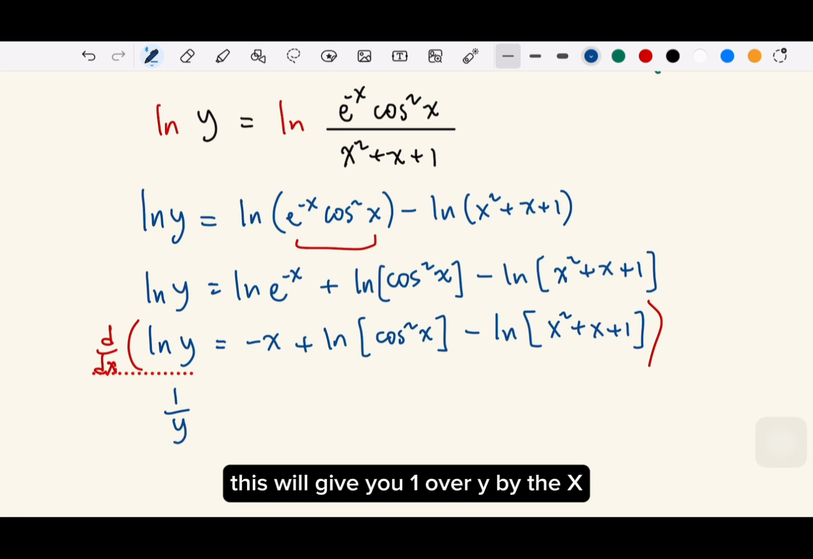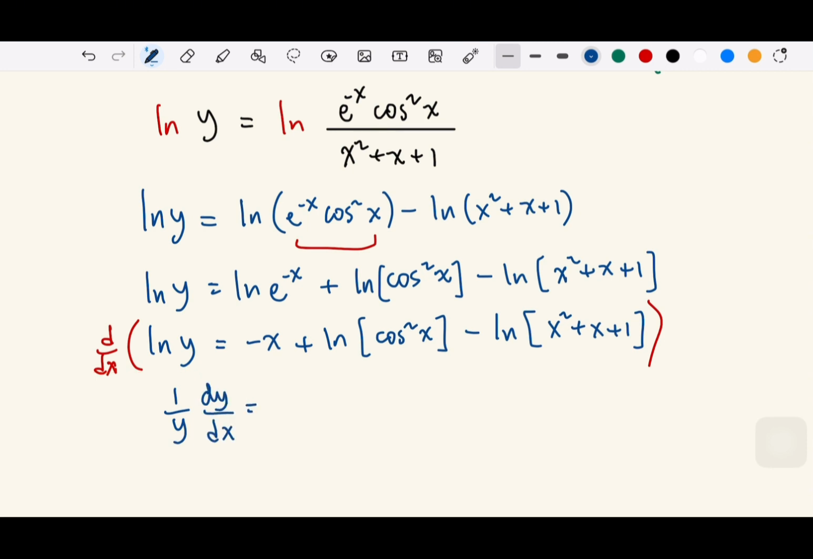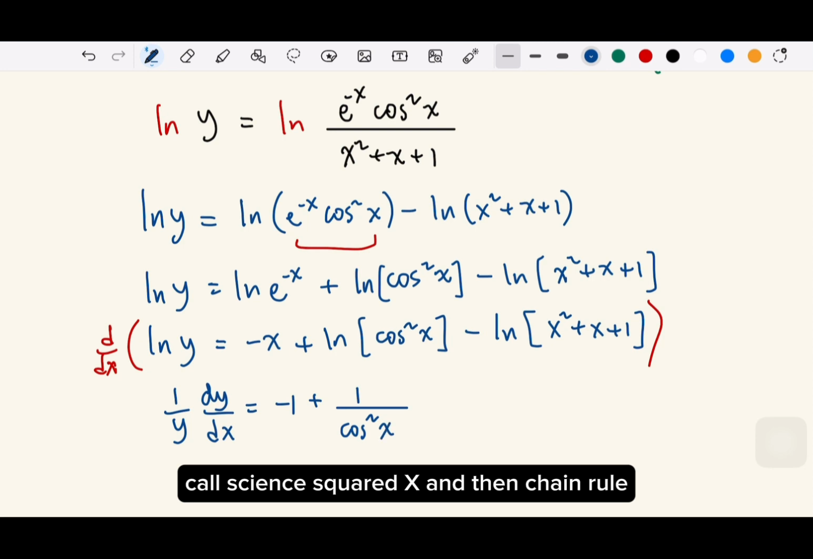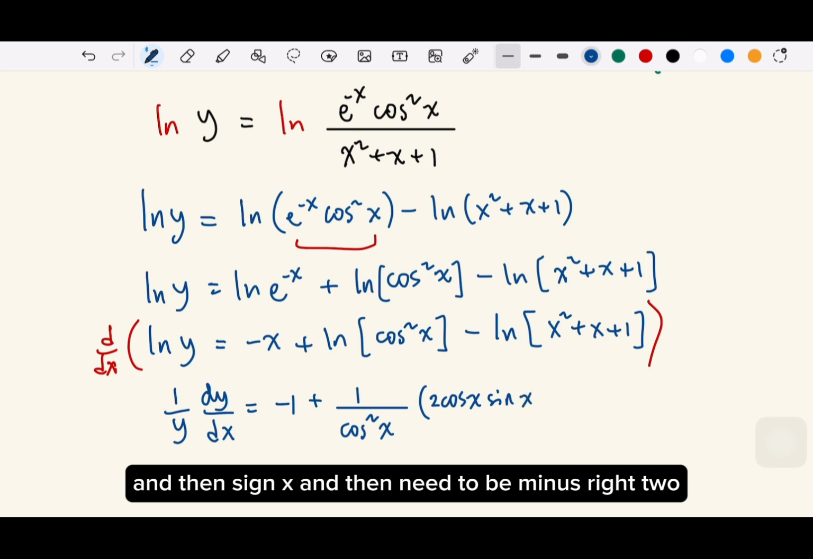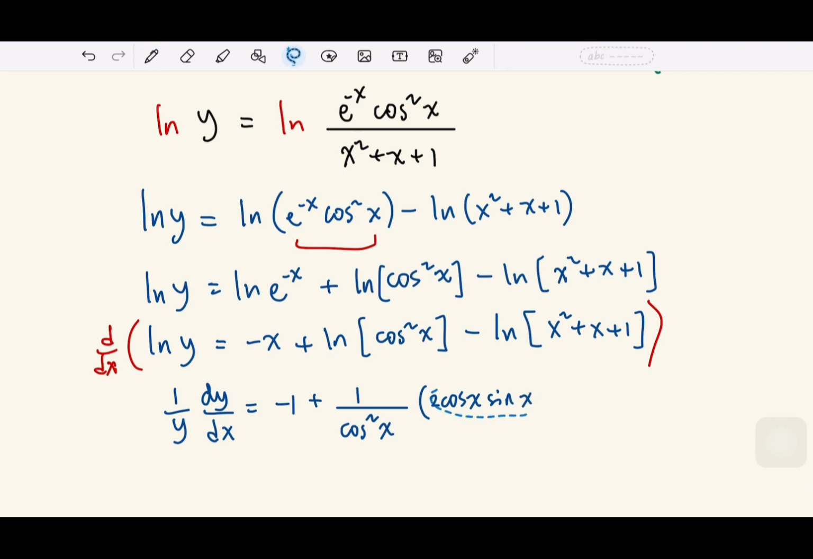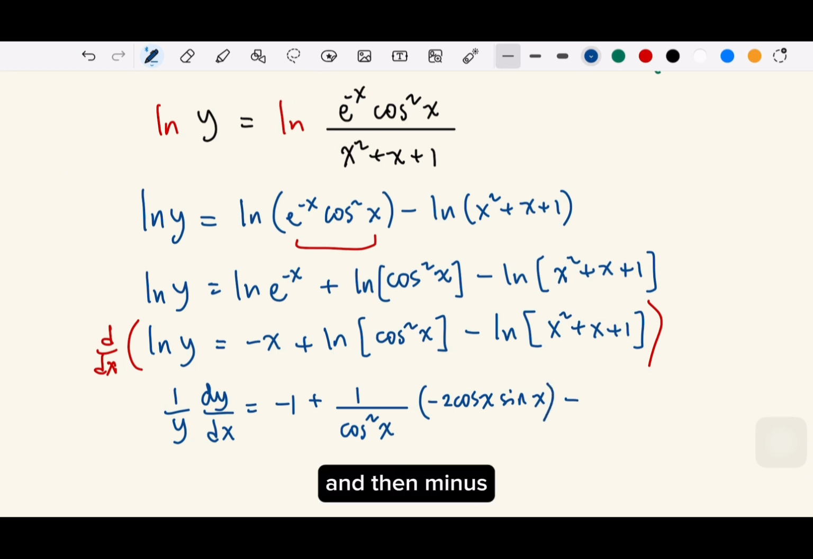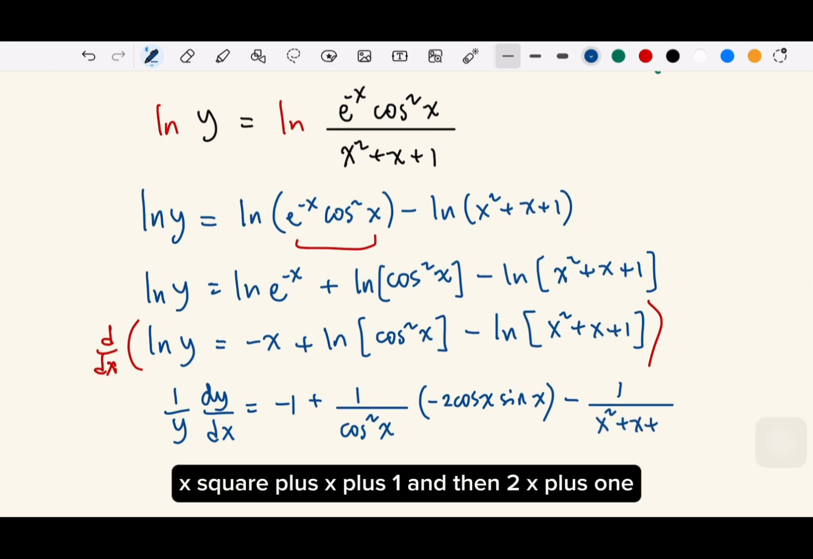This will give you 1 over y dy dx, negative 1, plus 1 over cosine squared x, and then chain rule. It will be, let me write here, 2 cosine x and then sine x, and then need to be minus, right? So, and then minus 1 over x squared plus x plus 1, and then 2x plus 1.